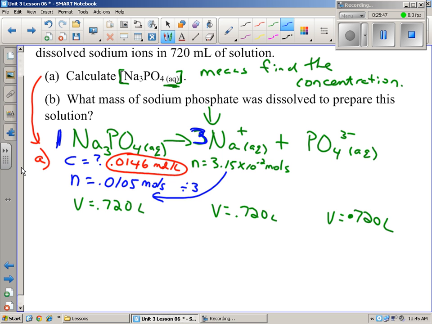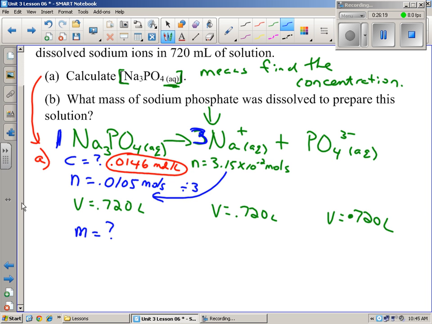0.0146. Three significant digits, three in the question. Okay? B says, what is the mass of sodium phosphate? So once again, are we talking about sodium ions, phosphate ions, or are we talking about sodium phosphate? We want to make sure we line this up, right? What is the mass of sodium phosphate that is required to do this, basically?